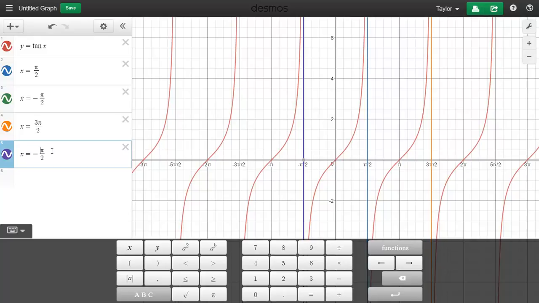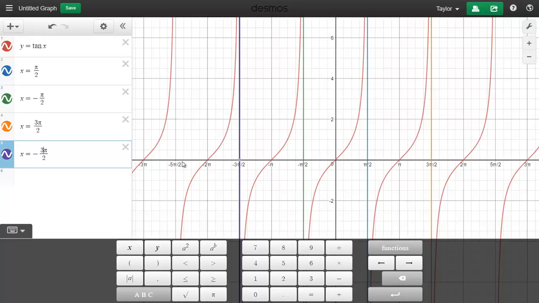Oh, I didn't do that right. Negative 3 pi over 2. So there's a couple of the asymptotes. But again, those asymptotes occur at every odd integer multiple of pi over 2, negative and positive, of course. So tangent of x, otherwise, is continuous. From negative pi over 2 to pi over 2, tangent is continuous. There's a discontinuity at pi over 2, at 3 pi over 2, at 5 pi over 2, at 7 pi over 2, at 9 pi over 2, at negative pi over 2, at negative 3 pi over 2, at negative 5 pi over 2. Those are all discontinuities. But otherwise, tangent is continuous.